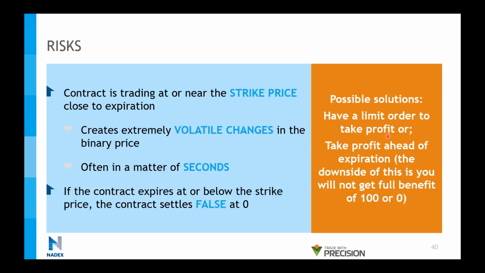If you are in that scenario with things flipping very fast, why not put in a limit order, take profit, and say, all right, it's flipping all the time between 70 and 30. Why not put in a limit order at 70 and be done with it? Take profit, nothing wrong with that.